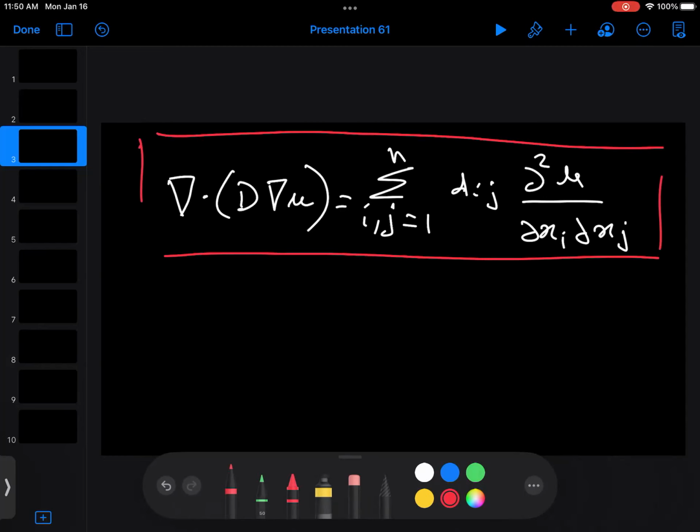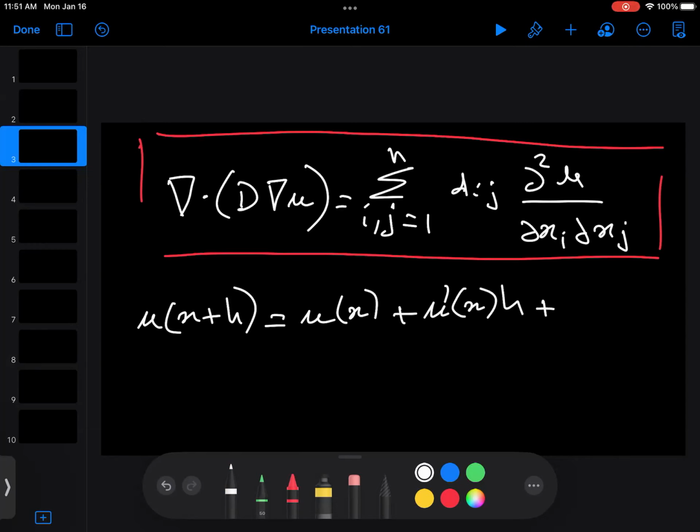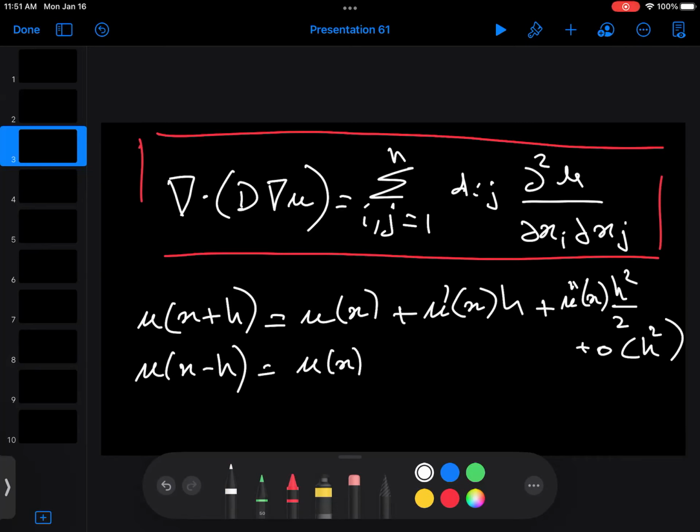All right, now what I ask you to think about is the following. Let's assume that I have only one variable. So assume that we work on R. You know that I can write U of x plus h equals U of x plus U prime of x times h plus U second of x times h squared divided by 2 plus some O of h squared. And if I do it at minus h, I will get U of x minus U prime of x times h plus U second of x h squared divided by 2 plus O of h squared.